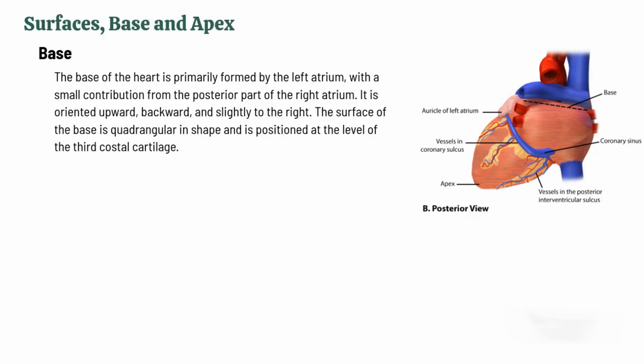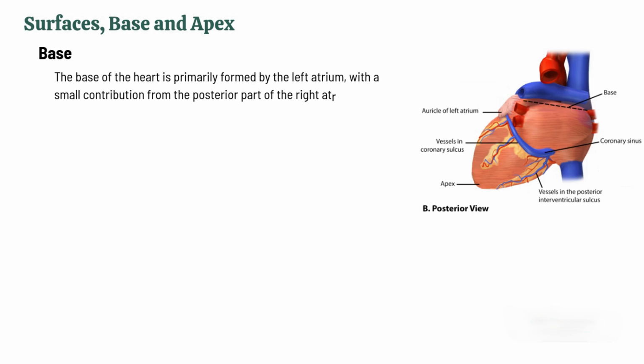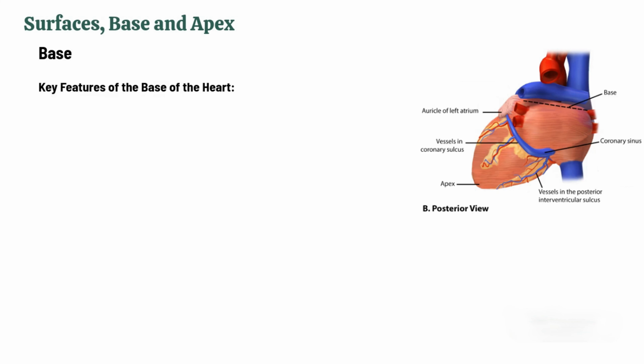Base. The base of the heart is primarily formed by the left atrium, with a small contribution from the posterior part of the right atrium. It is oriented upward, backward, and slightly to the right. The surface of the base is quadrangular in shape and is positioned at the level of the third costal cartilage. Key features of the base of the heart. 1. Orientation. The base faces posteriorly and slightly to the right.